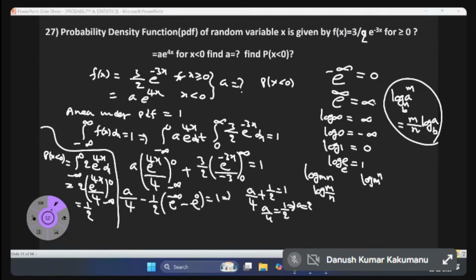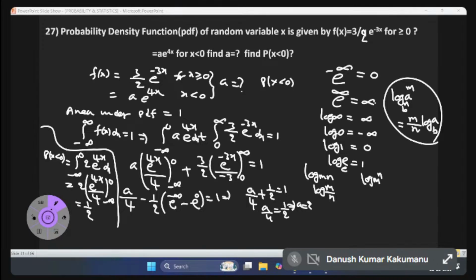Okay. Then coming to our next question. This is cleared? 2 marks bit. One is for A, another is for P of x less than 0. Everybody understood? No confusion. Let us move to next question.